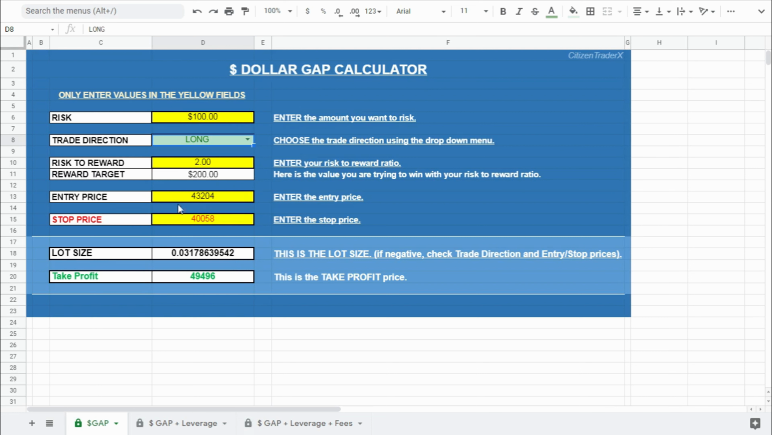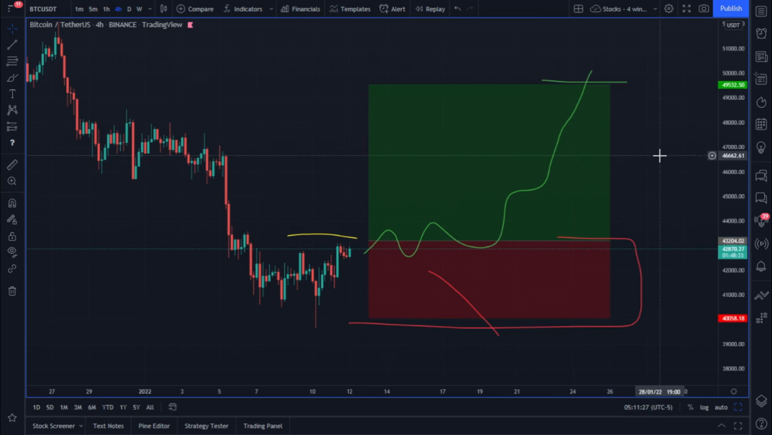Because we're going long, your stop price is always going to be lower than your entry price. So let's just pretend we made a mistake and we put it above. So again, we get a purple color, it's a negative value, something's wrong. Check your trade direction. If not, it's your values here, either this one or this one. So we're going long, so the stop price should be underneath. I believe it was 40,000. Okay.